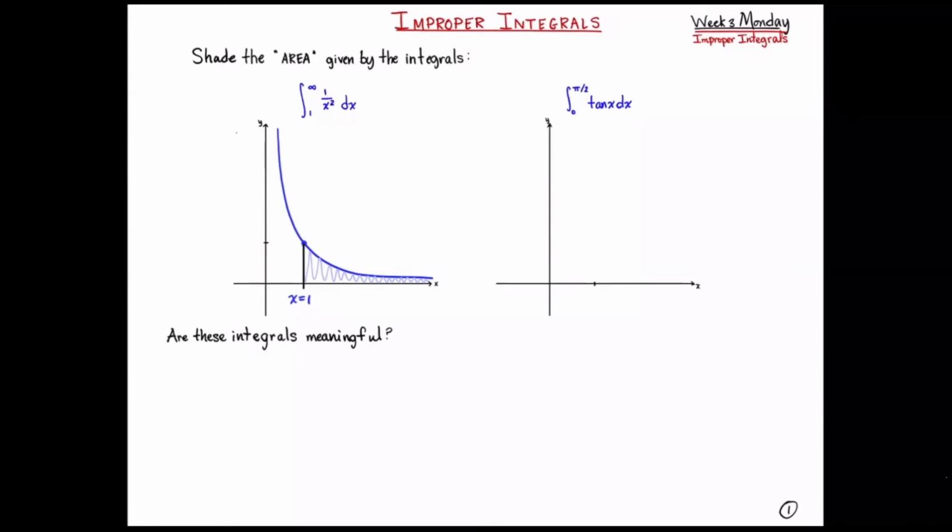The integral from 0 to pi over 2 of tan x does not have an upper bound of infinity, but the length of that curve is still infinite because of the vertical asymptote at pi over 2. So when you're shading that area under the curve between 0 and pi over 2, the question becomes: is that an infinite area as well, or is it possible for it to be finite?